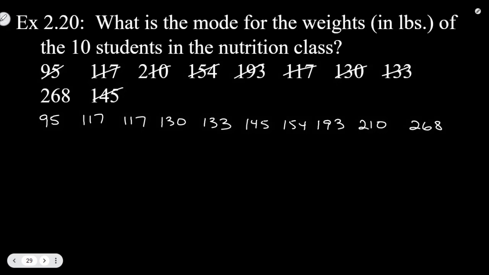So once you had it lined up, if you wanted to, you could identify the median. But what we're looking for is the mode. And if you look, only one of these values occurs more than once. So our mode in this problem is 117.